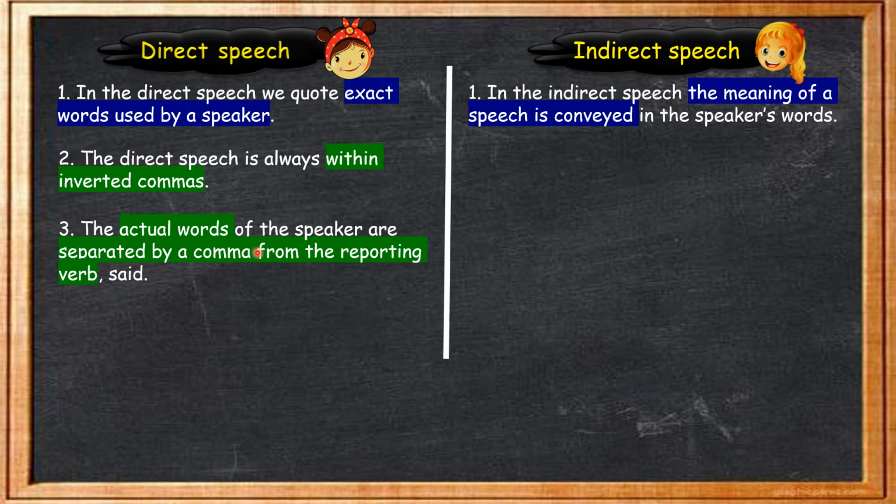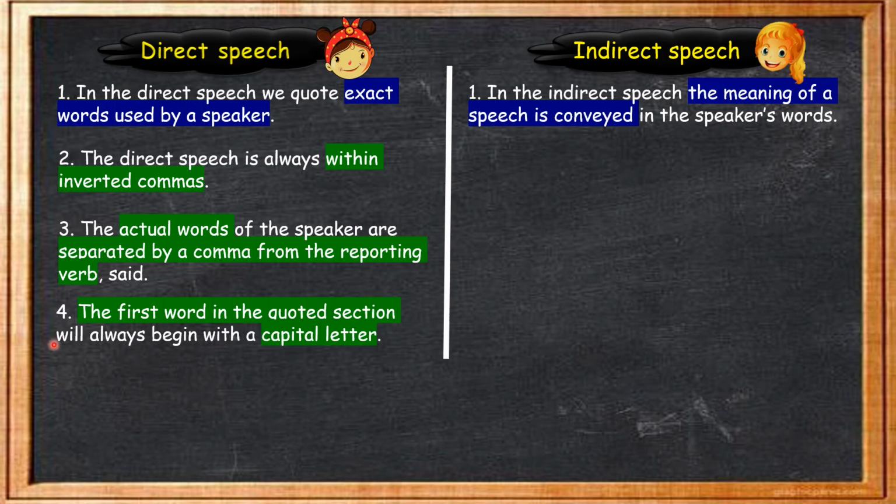The actual words of the speaker are separated by a comma from the reporting verb said. Now children, in direct speech, there is a reporting verb said. The reporting verb said refers to the person who is sharing the other person's words. So who is the speaker here? The person is the speaker here. So the actual words will be separated by a comma. Is it clear?